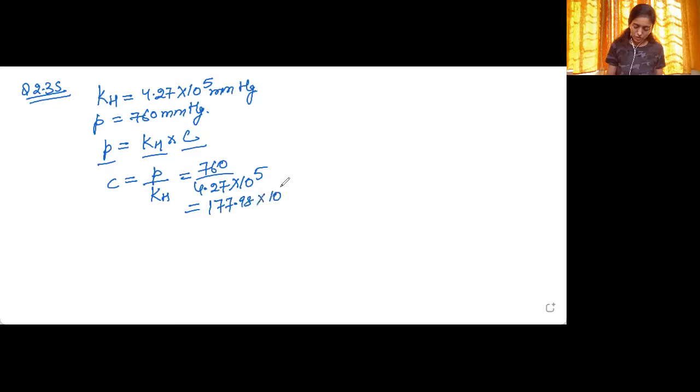177.98 into 10 to the power minus 5. So you can just convert this into scientific notation. Hope now you know how to convert these things into scientific notation. Let's now move into the last question of this particular video, and after that you can definitely take a break and then come back to watch the next solutions.